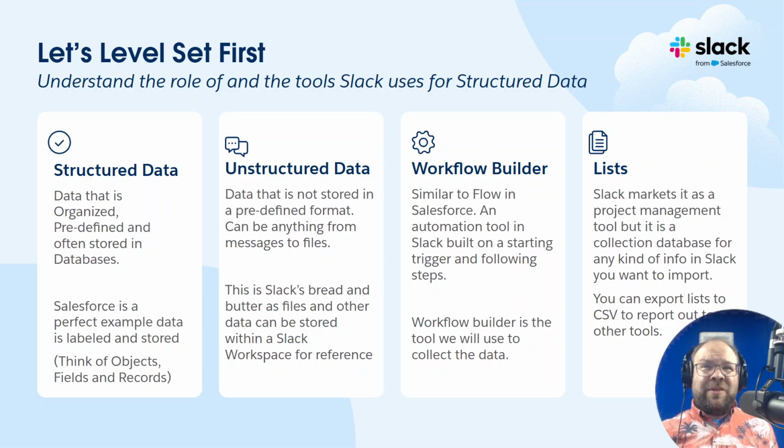And then Lists. Now Slack markets Lists as a project management tool, but it's not really. I look at it more as a collection database for any info within Slack that you want to put together. Think of Lists like an Excel spreadsheet that you have the ability to add things into from workflows. So we're going to take the data collection from Workflow Builder and input it into Lists. And then from Lists, if you need to, you can always export that list out into a CSV and then put it out into other tools.